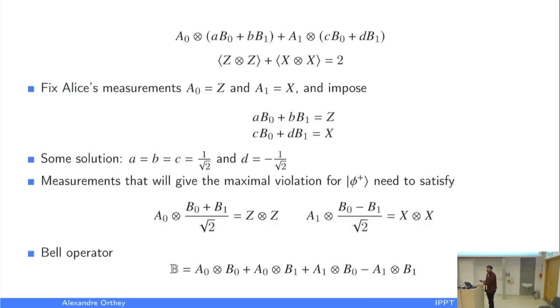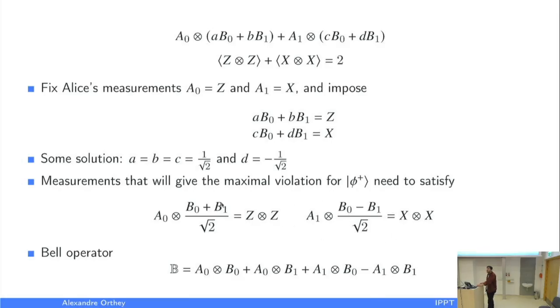So then you have to solve these equations. Some conditions that you have to impose. For instance, a squared plus b squared needs to be equal to 1. You have to put some considerations. And then one of the possible results for a, b, c, and d is 1 over square root of 2 and minus 1 over square root of 2. If you put them together, then the measurements that will give the maximum violation for phi plus need to satisfy this relation here and this one.